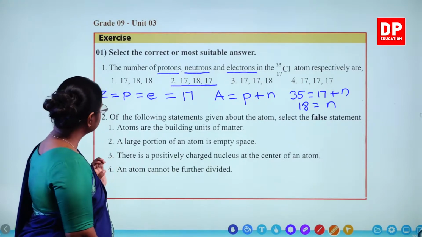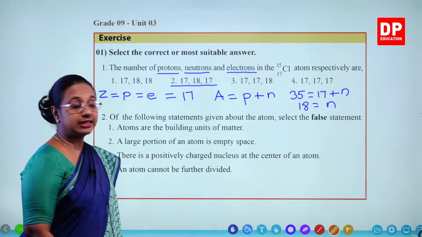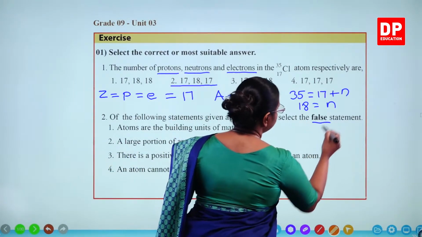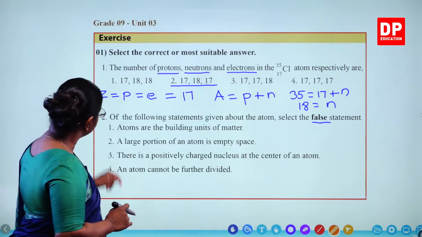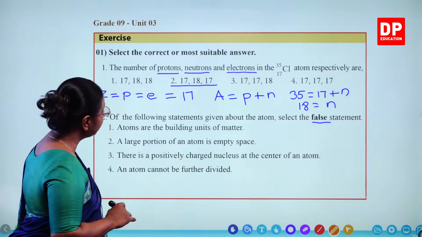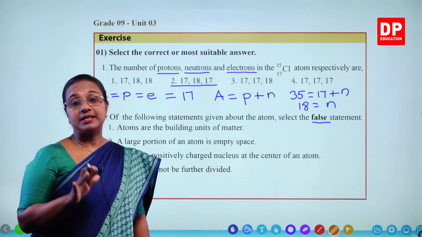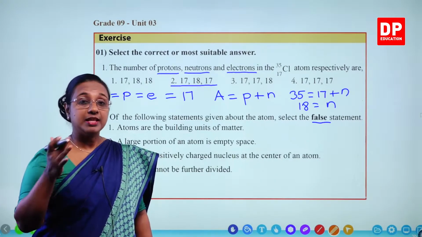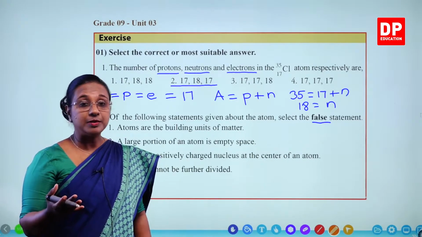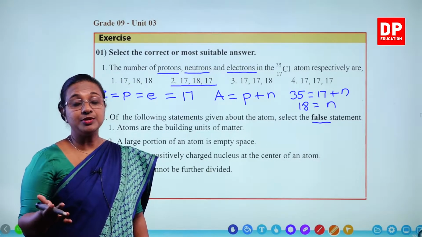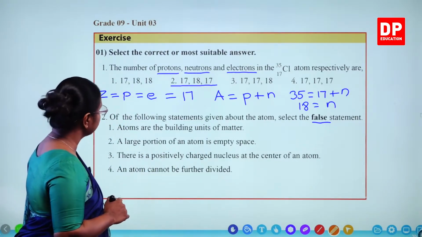So students, then the second one, of the following statements given about the atoms, select the false statement. So here you have to select the false statement. So that should not be correct. If we look at the first one, atoms are the building units of matter. That is correct, because you all know all matter is made up of atoms, whether in the form of elements that are made up of atoms, or homoatomic molecules or heteroatomic molecules, but they are also made up of atoms. So the first statement is correct.